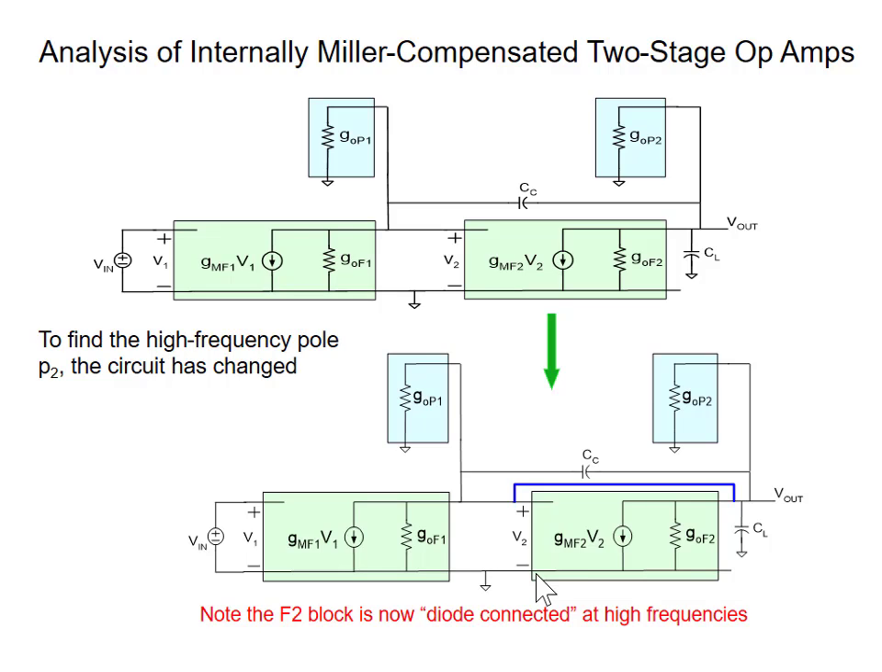In parallel with G out P2. This device has the gate connected around the drain, so this is now a diode connected device. When I look at this as a 2-port or as a 1-port, I really see GM_F2 plus G out F2. Everybody see this diode connected device here? Okay. So the pole in this node then is going to be 1 over CL times G out F2 plus G out P2 plus GM_F2.